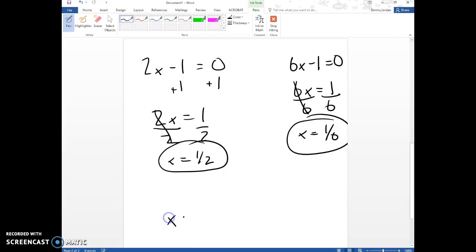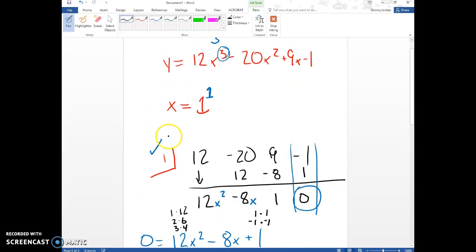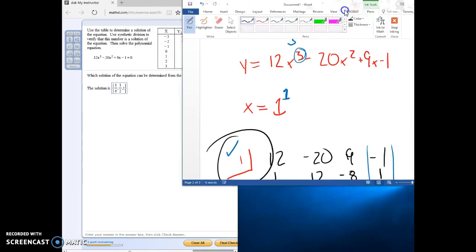We have x equals, we can use a little set here: 1/6, 1/2, and 1. And remember, 1 is still a solution. We have to list that because I used that up here and I got that from the table.